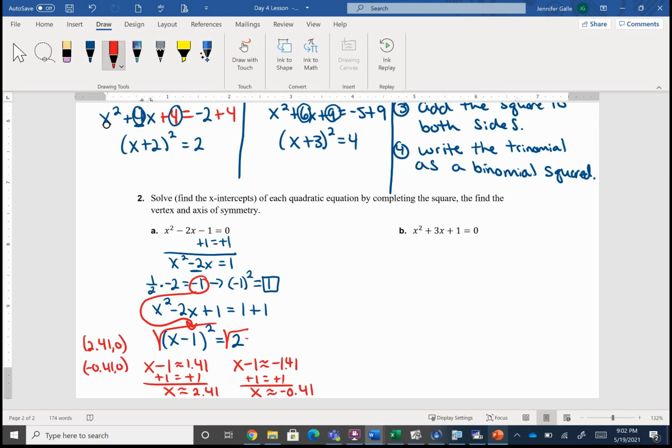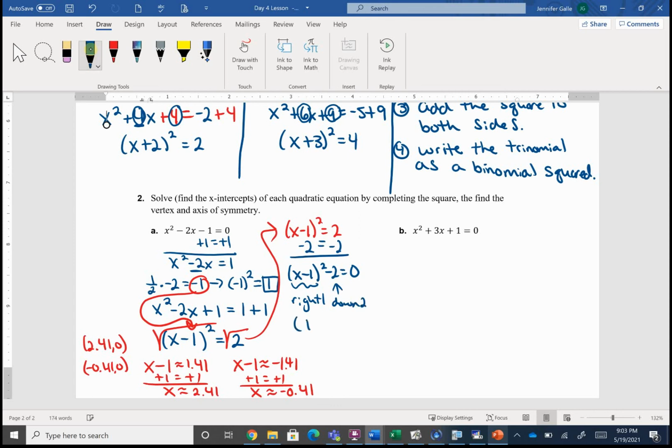And then if we wanted to graph, we could rewrite this in vertex form by just moving that 2 very easily over to the other side. Minus 1 would go to the right one. Minus 2 would go down 2. Right 1, down 2. Axis of symmetry is the x value at the vertex.